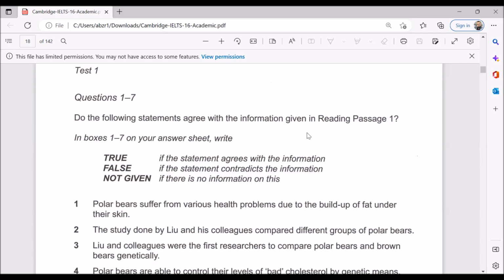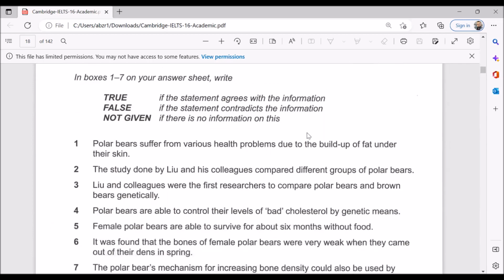One tip is that when you are writing down the answer, you don't need to write the complete word like true, false, or not given with the complete spelling. You can only write T representing true, F representing false, NG representing not given. So it's not mandatory that you write down the complete word there. But the thing which is really important is to know the question type. It's true, false, not given.